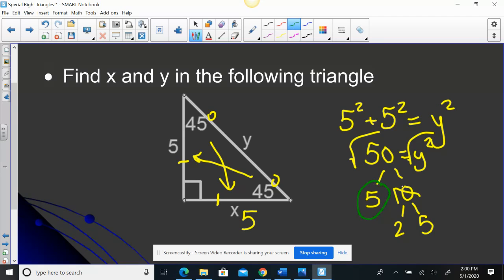Now I see this pair of 5s. Pairs come out as 1, so we kind of say those come out on a date. And this 2 doesn't have a pair, so it's lonely in the house. So this y is 5 rad 2.